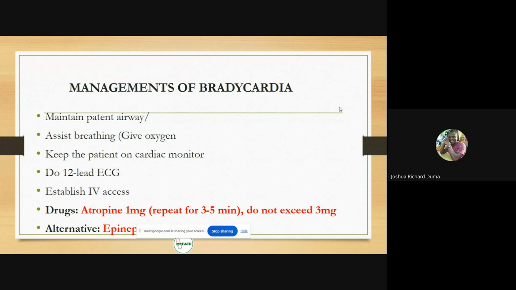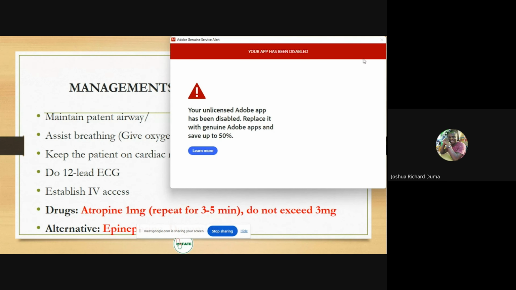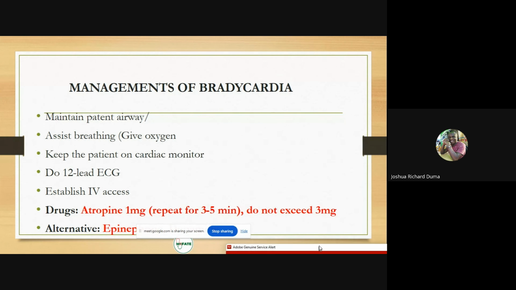Okay, so finally we do have pharmacological intervention. Whenever the patient is having bradycardia, mostly we just start with atropine, 1 milligram. We can repeat it every 3 to 5 minutes, and the maximum dose is 3 milligrams.